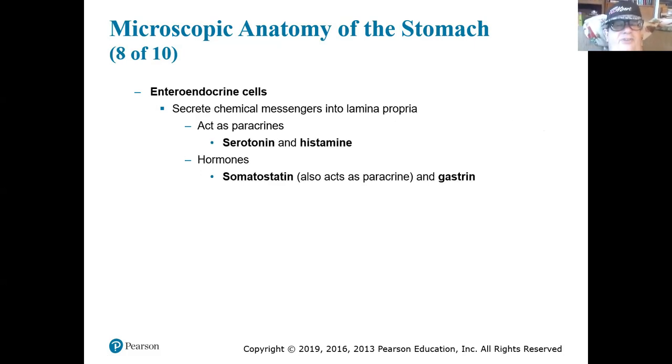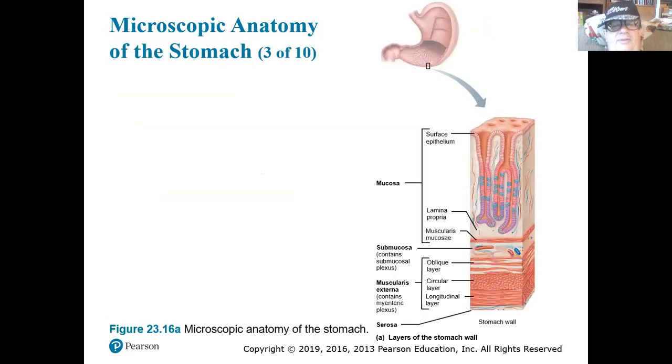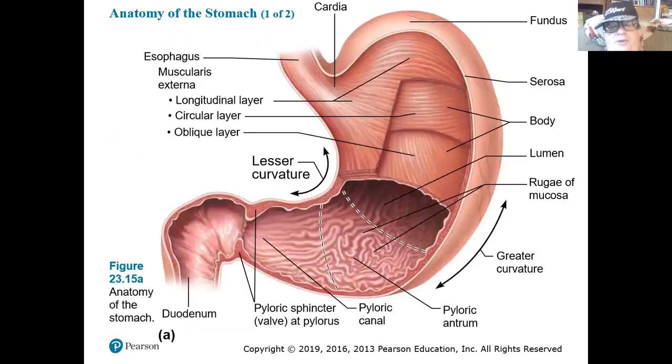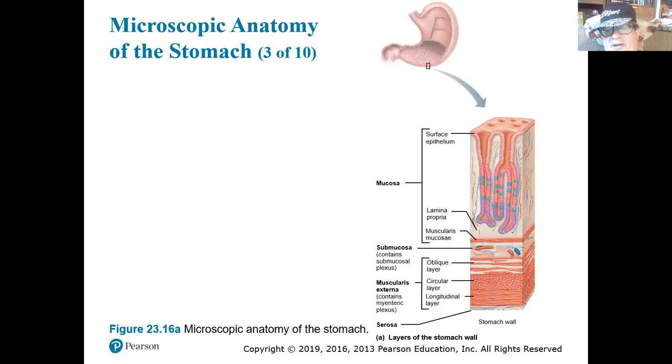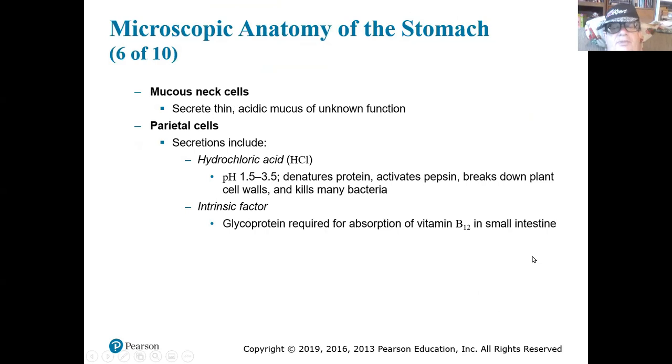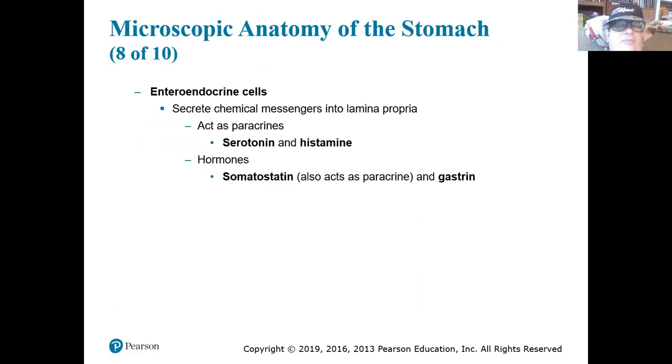The enteroendocrine cells. Remember I said hormones from the stomach. They secrete chemical messengers into the lamina propria. You might ask, why? Well, if you remember the lamina propria, that may be the best picture we've got, though it's not a great picture. Look right here, the lamina propria. We pass vessels, lymph, and nerves through there. So if you dump chemicals in there, they can be carried off to the rest of the body.